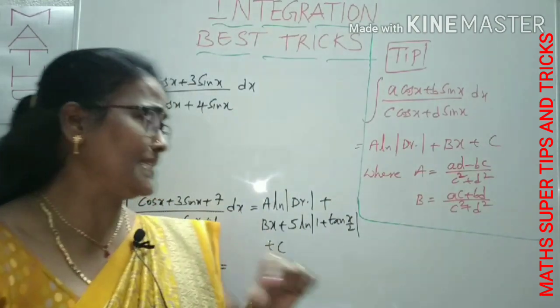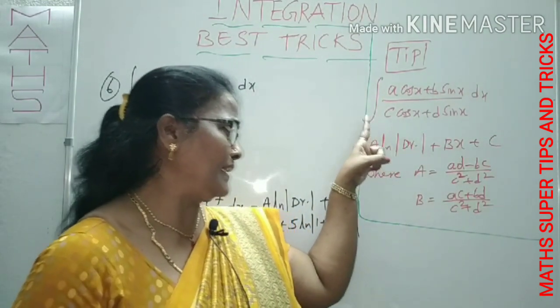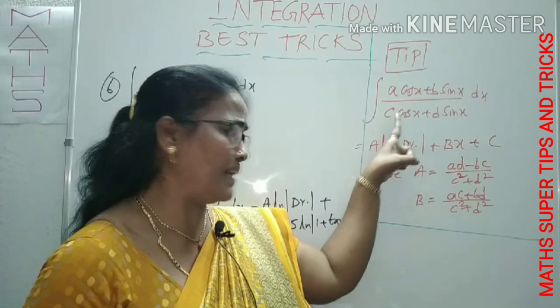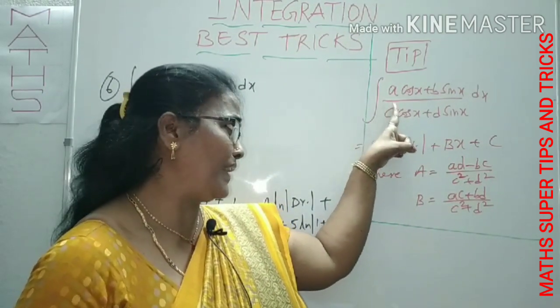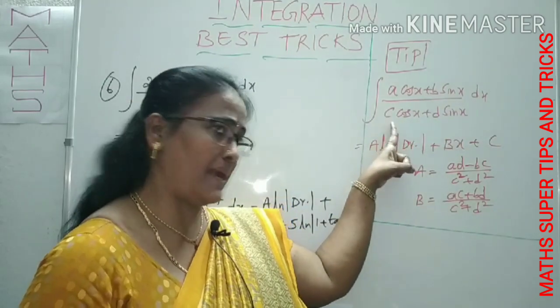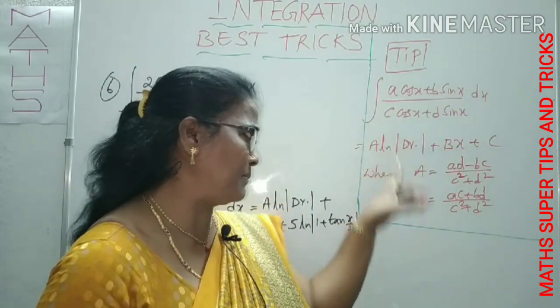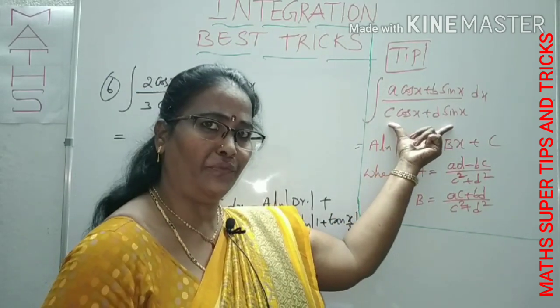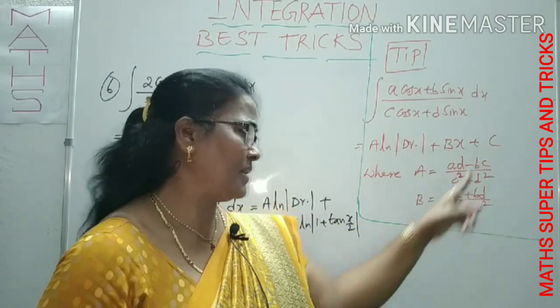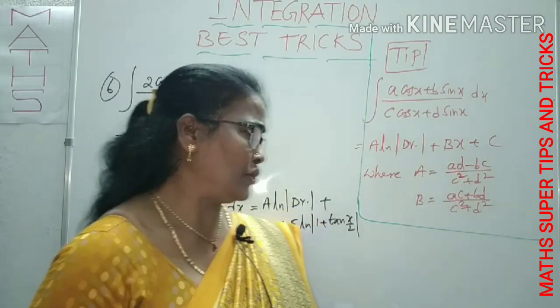What is this tip? You can easily remember it like this. If we do the integral of (a cos x plus b sin x) by (c cos x plus d sin x), what is this? Simply you should remember: A of log of the denominator plus Bx. This is plus the integral constant, you know very well.